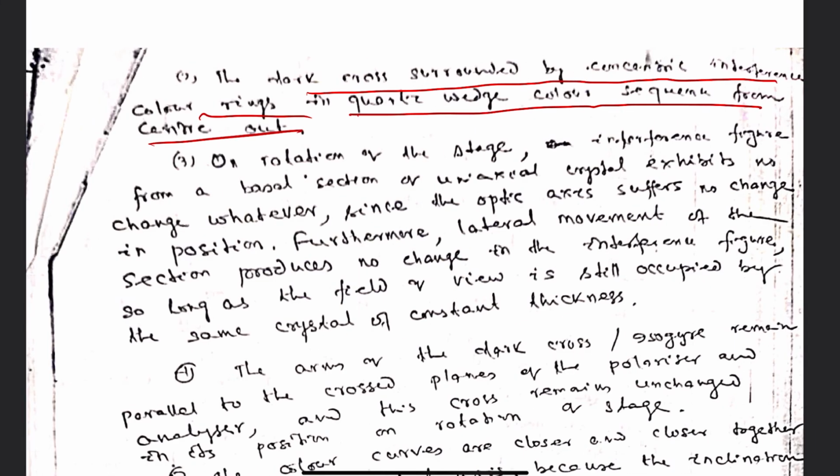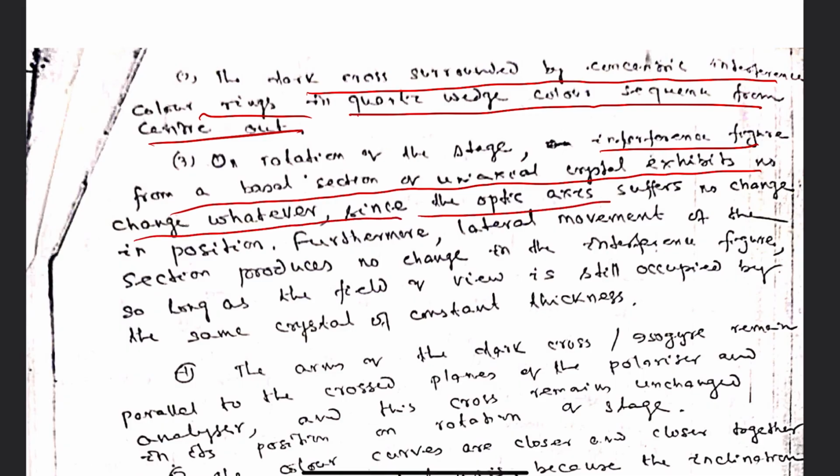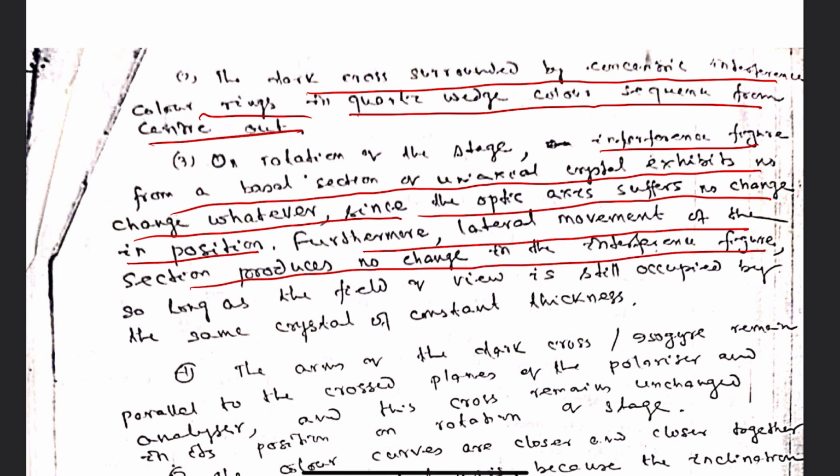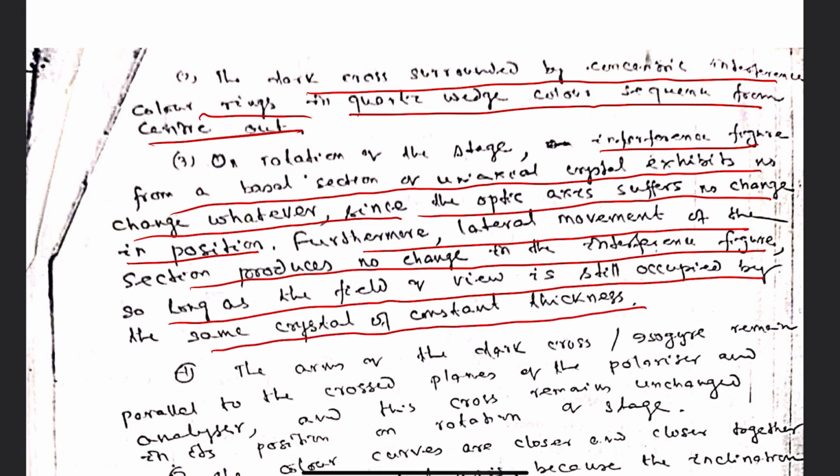On rotation of the stage, the interference figure from the basal section of uniaxial crystals exhibits no change whatever, since the optic axis suffers no change in position. Furthermore, lateral movement of the section produces no change in the interference figure so long as the field of view is still occupied by the same crystal of constant thickness.